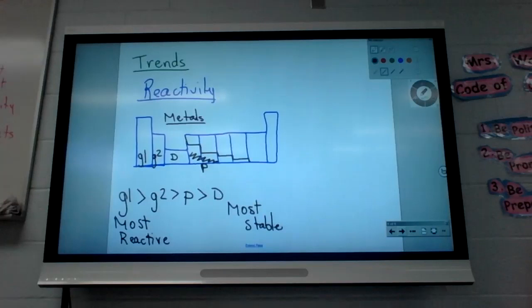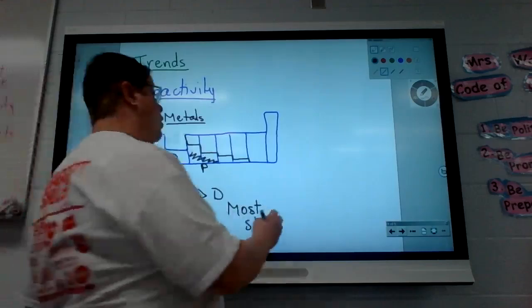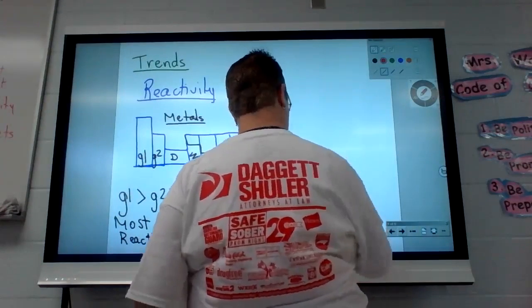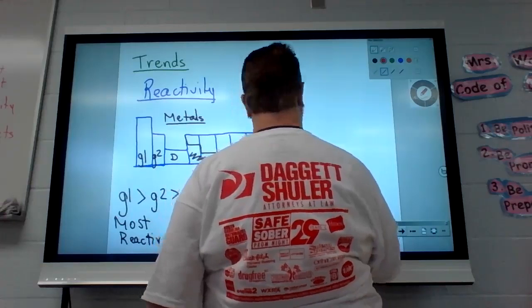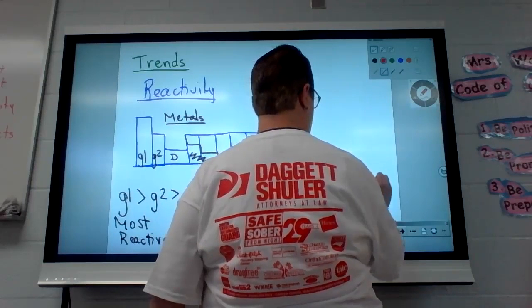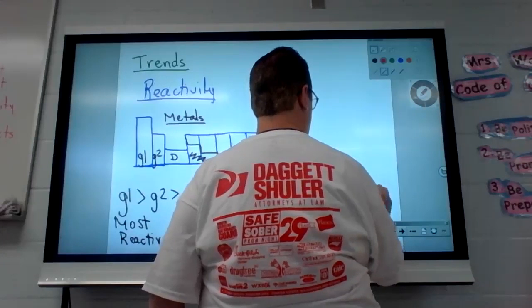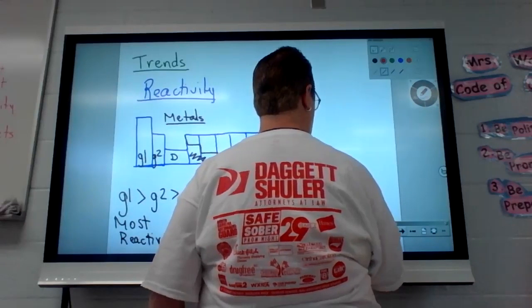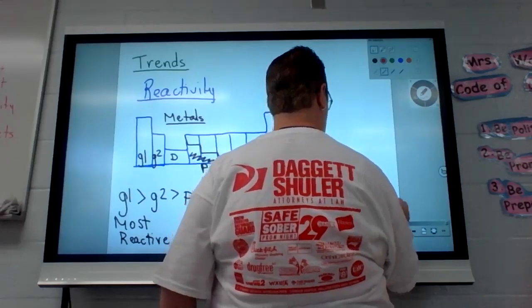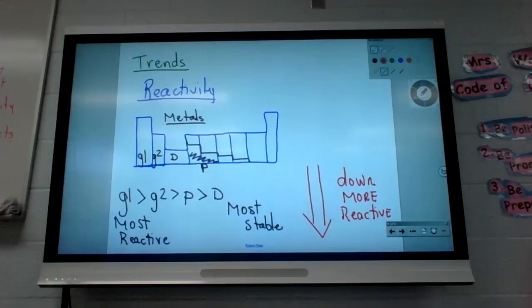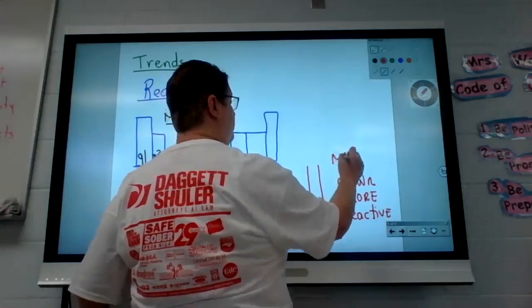Now the piece we're going to add is what happens as we go up or down a group. Do they get more reactive as you go up or down a group? As you go down the group, they get more reactive. Now, you want to throw all this in your trash? Put them in recycle.